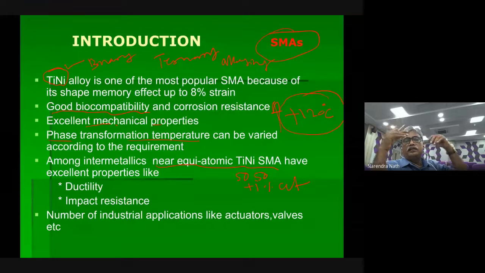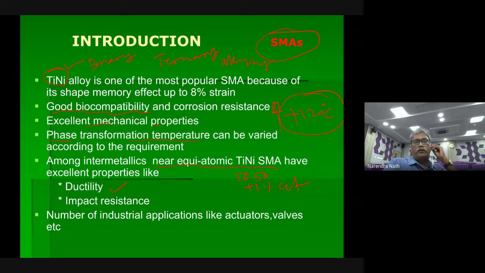So it is nickel rich. Suppose titanium is 75 and nickel is 25, then it is titanium rich. Then you may not call it a shape memory alloy. You have to call it simply an alloy, because it may not have any kind of shape memory effect in it. When you have this kind of near equiatomic alloy, it has very good ductility, where one can think of machining purposes.